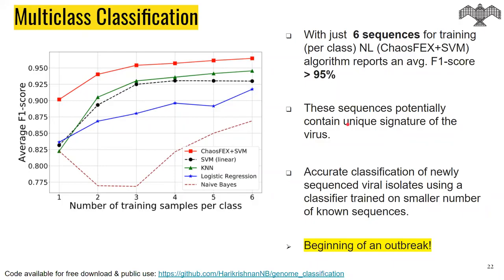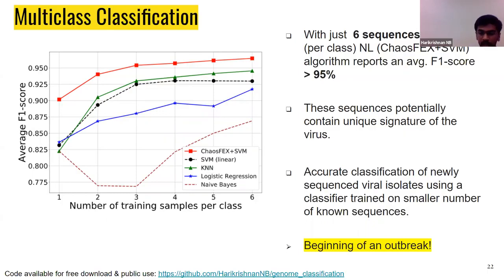Now the question is, where are these models applicable? For example, during the beginning of an outbreak we don't have enough samples. If you don't have enough samples, how can these models be applied in scenarios where there are limited samples? So then again, some theoretical research.